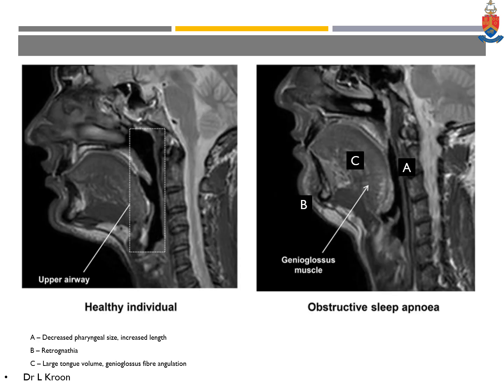Here we can see 2 pictures. There's a picture on the left of a healthy individual, and a picture on the right of a patient suffering from obstructive sleep apnea, where you can see a decrease in the pharyngeal size, which is smaller. There's also a retrognathic chin with a large tongue located backwards in the throat.